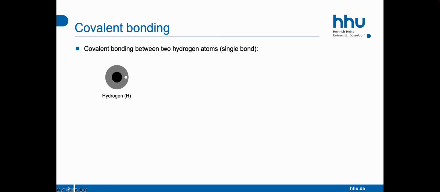The first electron shell is represented by the gray circle around the nucleus, and the single electron is displayed in white. Let's imagine we now have a second hydrogen atom that also has a single electron in the first shell. From the previous slide, we know that those hydrogen atoms would like to have 2 electrons in the electron shell in order to be more stable. To achieve this, they can share the electrons in this shell.